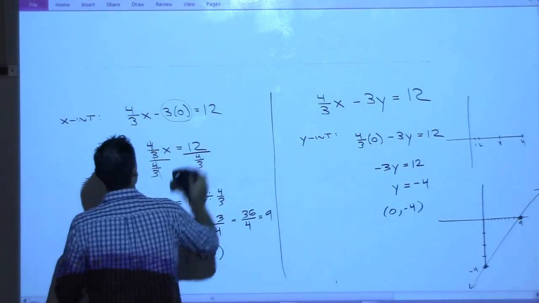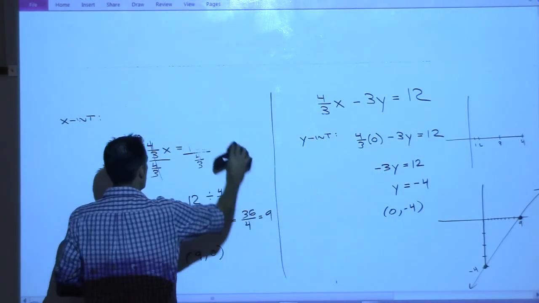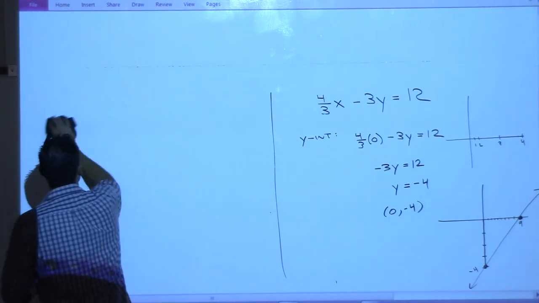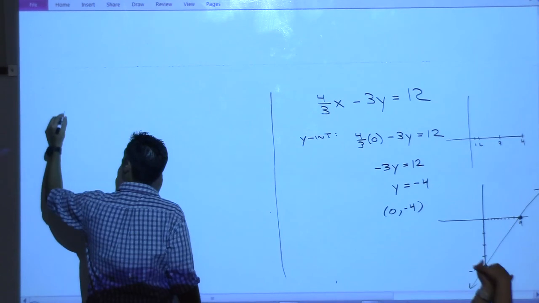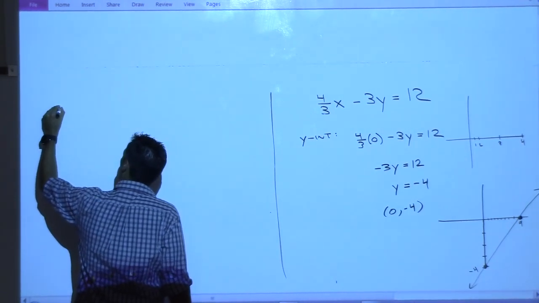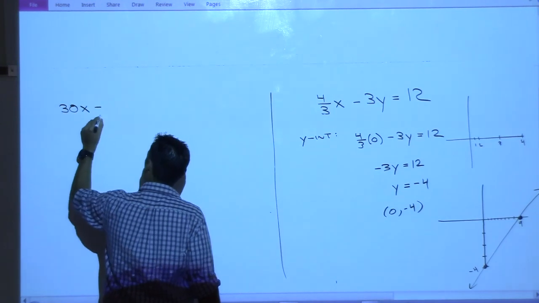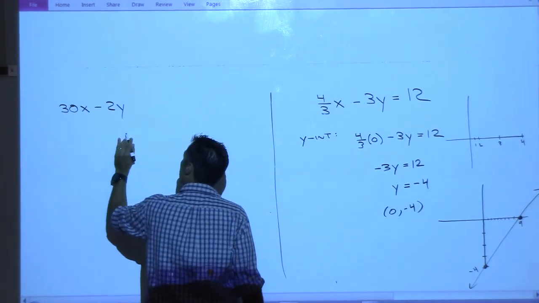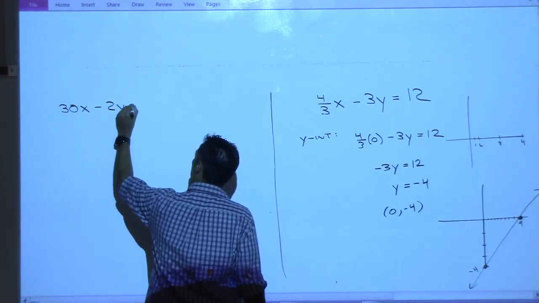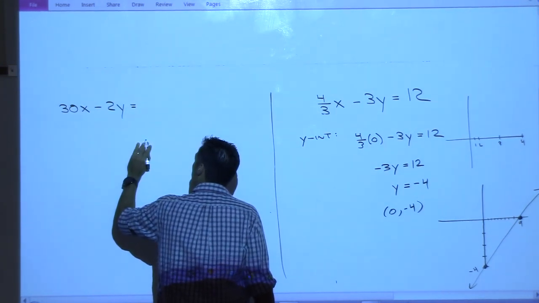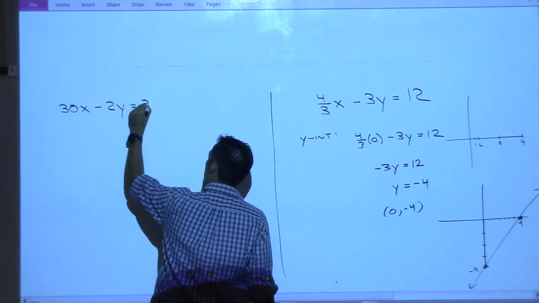All right, so let's do an example where I can illustrate that again a little bit more. How about 30x minus 2y equals, let's just go with 30.